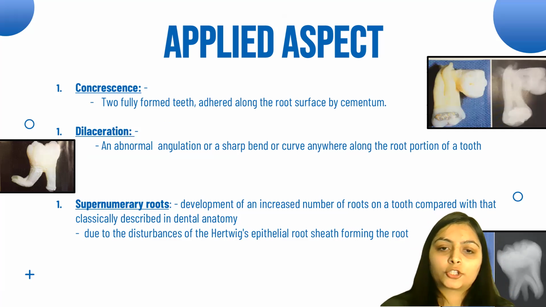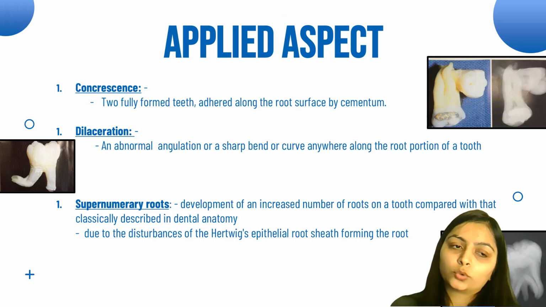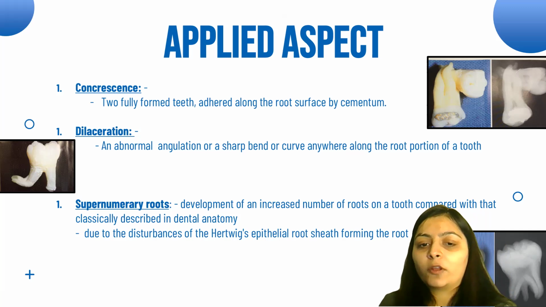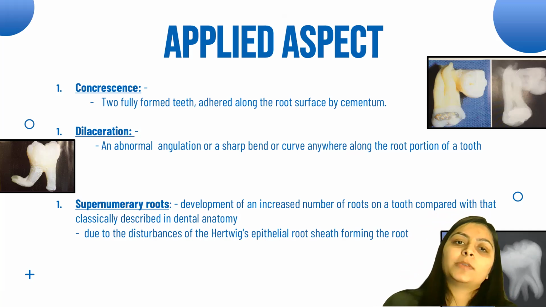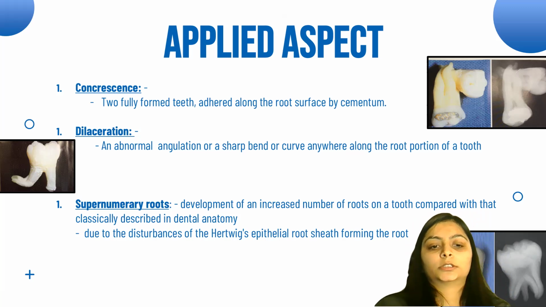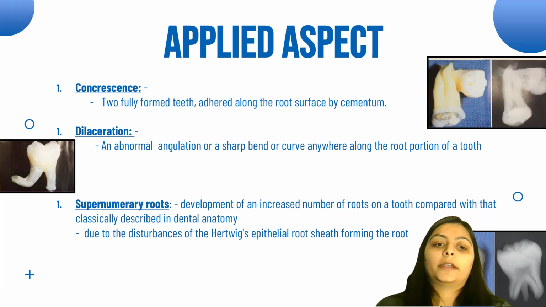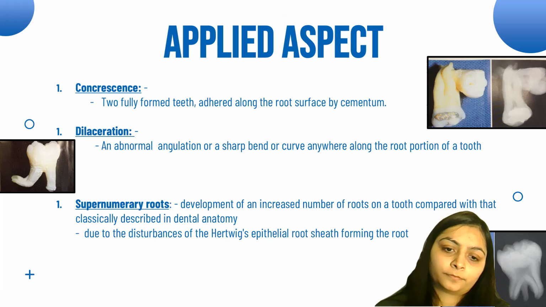Dilaceration is an abnormal angulation or sharp bend or curve along the root portion of the tooth. It occurs due to a history of trauma during the developmental stage. Supernumerary root is a developmental increase in the number of roots on the tooth compared with that classically described in dental anatomy, which we will be learning in a later part of this video. It occurs due to disturbance of the Hertwig's epithelial root sheath forming the root.